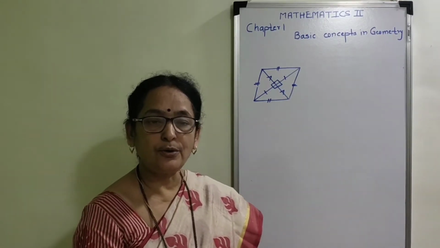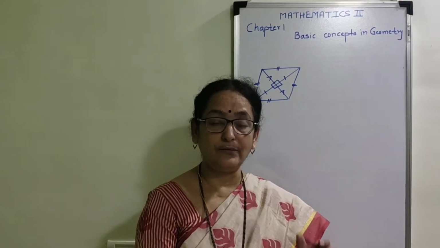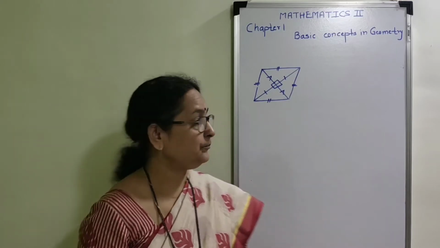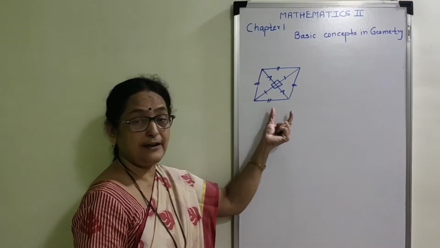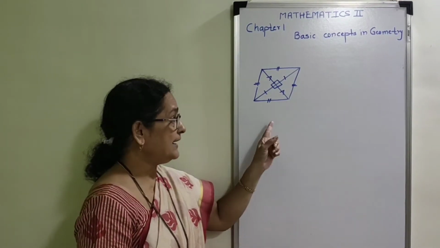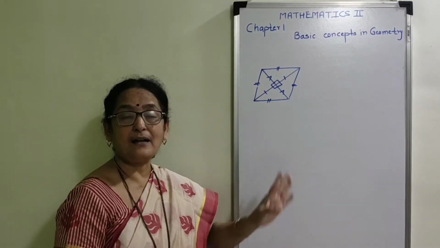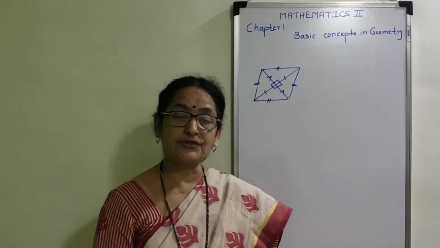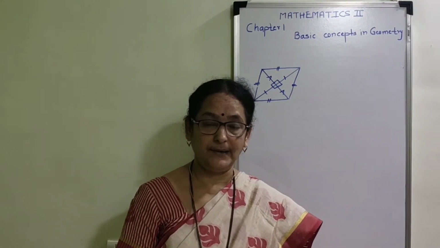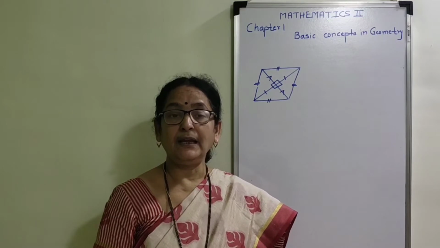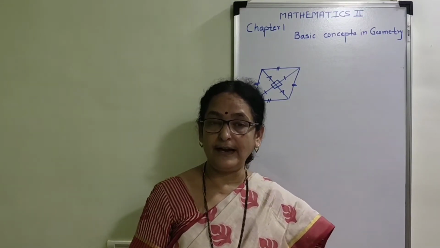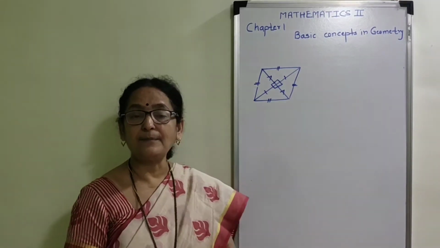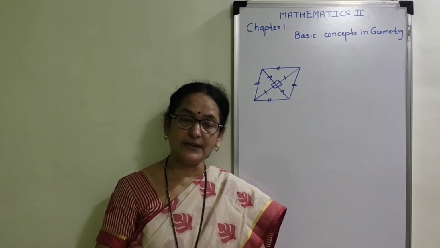Suppose, first of all, I want to make a conditional statement of this given property. If the given quadrilateral is a rhombus, then its diagonals are perpendicular bisectors of each other. This is the conditional statement of the given property. I am going to repeat it again. If the given quadrilateral is rhombus, then its diagonals are perpendicular bisectors of each other.